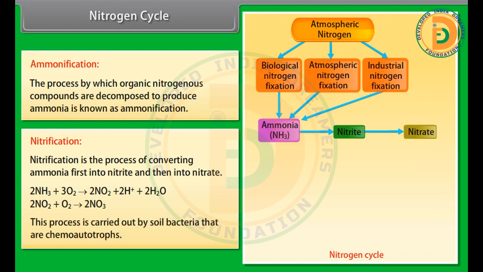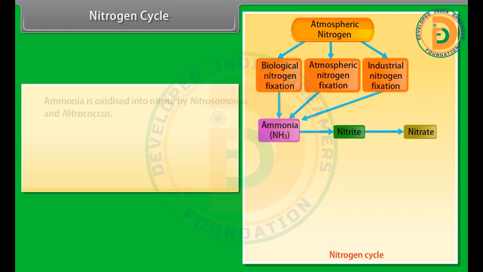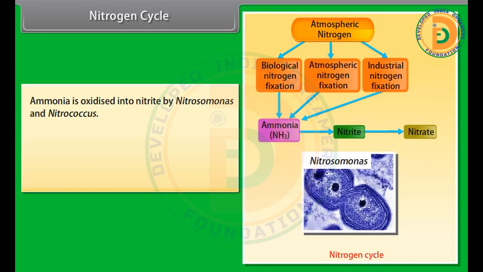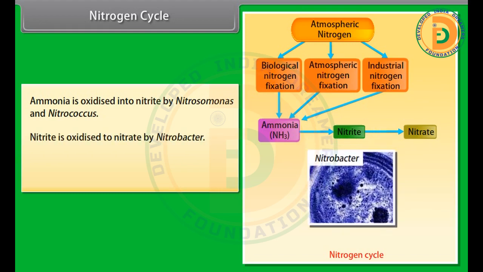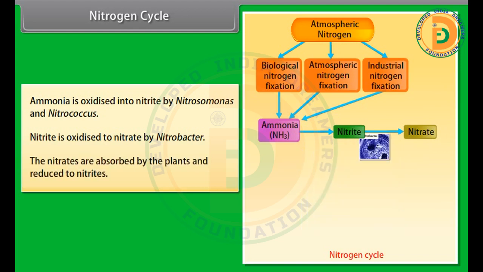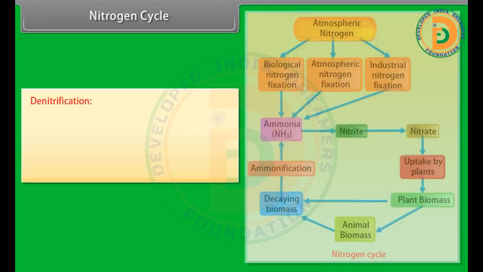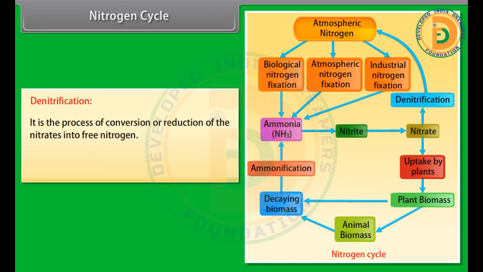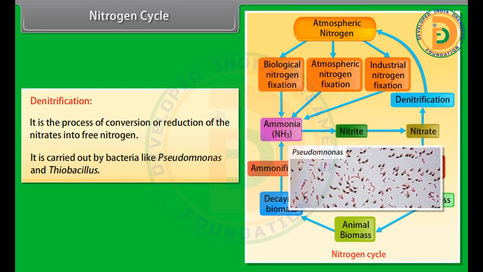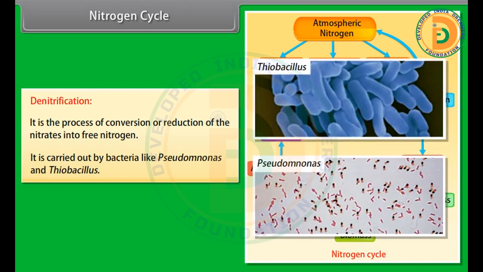This process is carried out by soil bacteria that are chemoautotrophs. Ammonia is oxidized into nitrite by Nitrosomonas and Nitrococcus. Nitrite is oxidized to nitrate by Nitrobacter. The nitrates are absorbed by the plants and reduced to nitrites. Denitrification is the process of conversion or reduction of the nitrates into free nitrogen. It is carried out by bacteria like Pseudomonas and Thiobacillus.